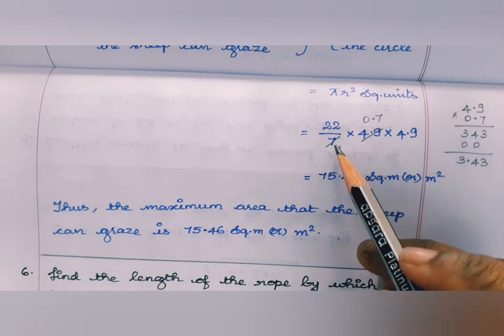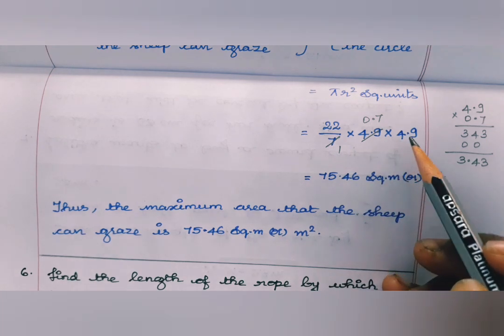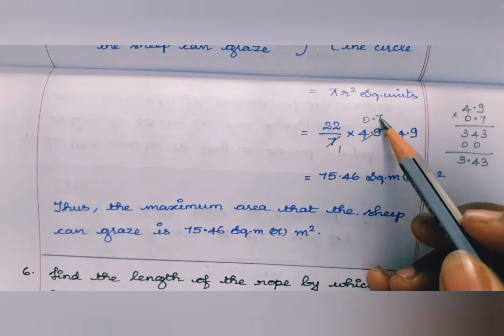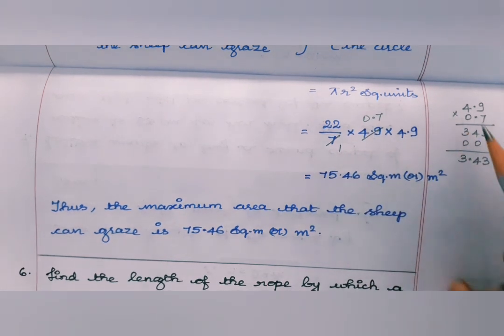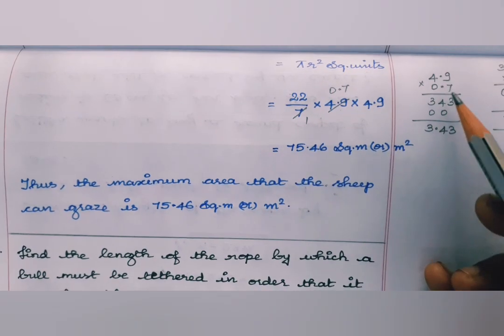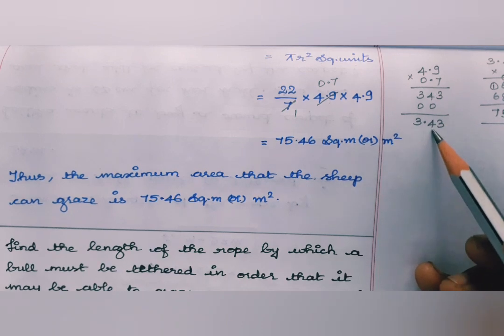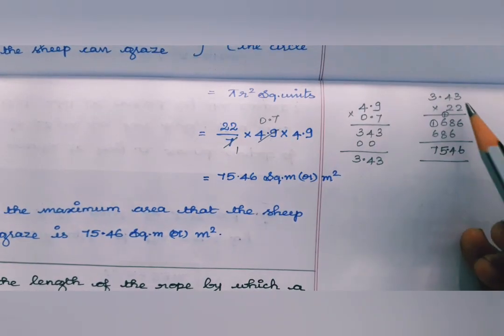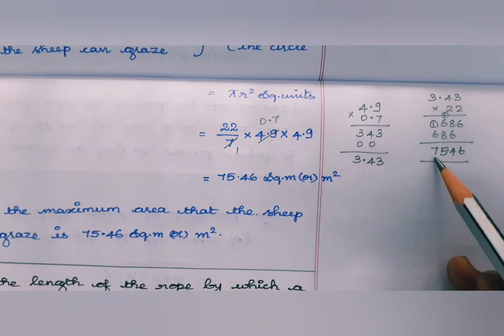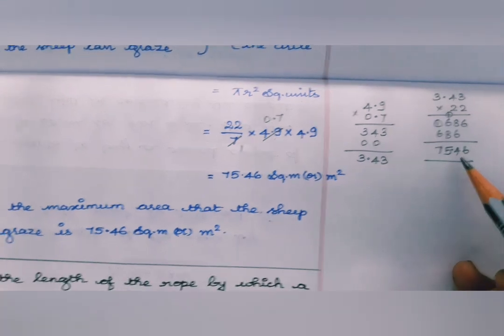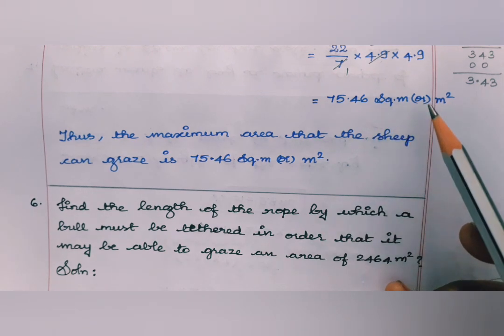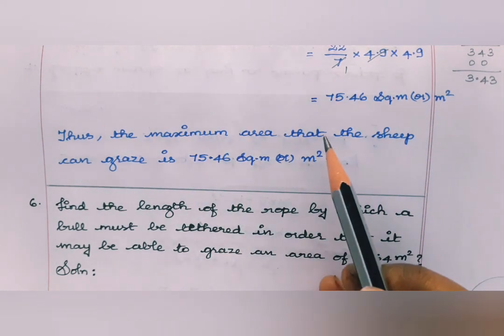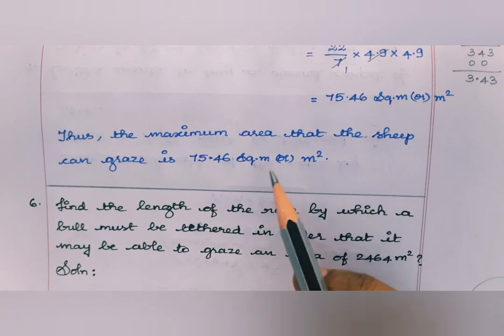which is equal to 22 by 7 into 4.9 into 4.9. So 1 7 is 7, 0.7 into 7 will give you 4.9. So now I am going to multiply 4.9 into 0.7, we are getting 3.43, and when you multiply 3.43 into 22, we are getting 75.46. Therefore, it is equal to 75.46 square meter or meter square. Thus, the maximum area that the sheep can graze is 75.46 square meter or meter square.